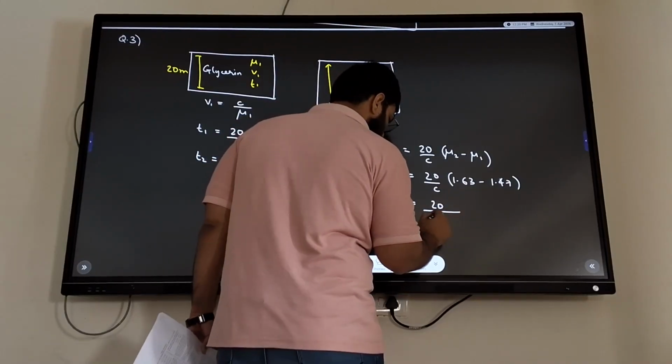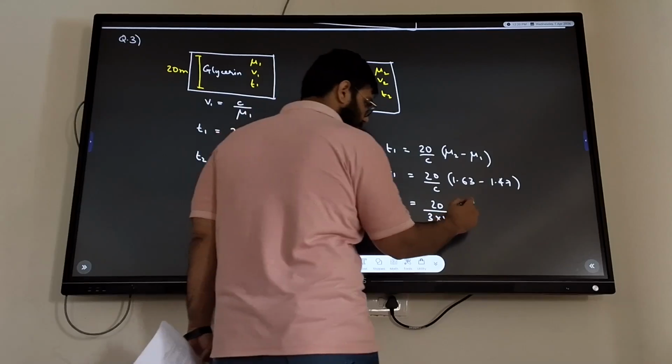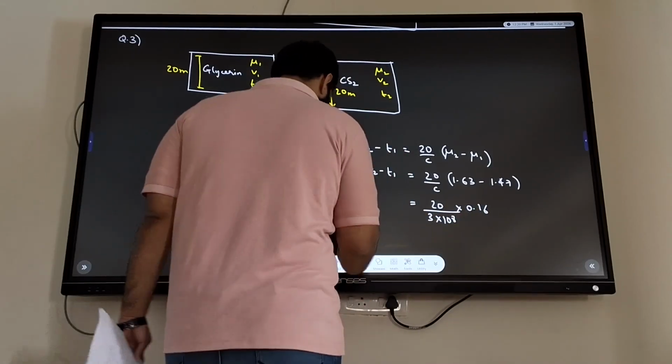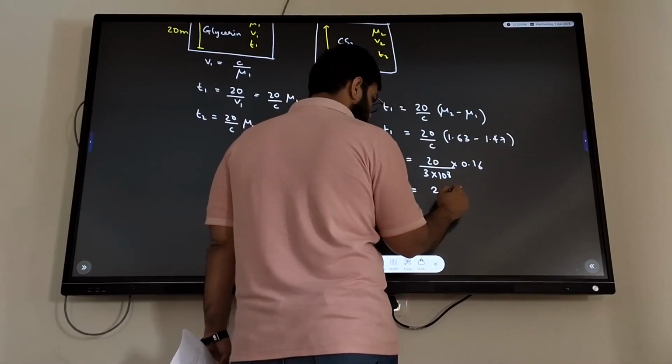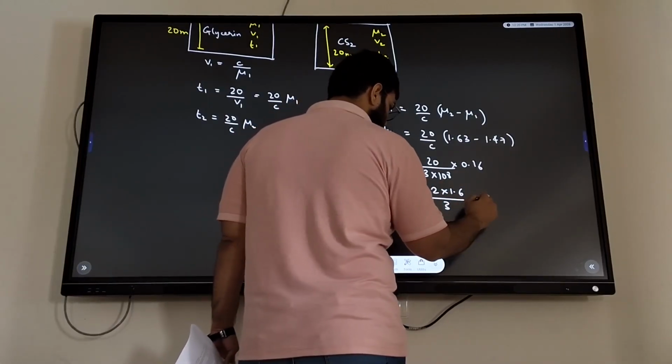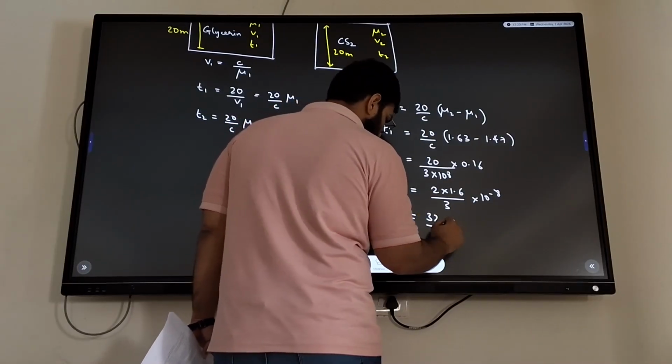So now tell me what is this equal to? 0.16, and can I write it like this? So it's a very simple calculation. So this will be 2 into 1.6 over 3 into 10 to the power minus 8. I can even write it like 32 by 3 into 10 to the power minus 9.